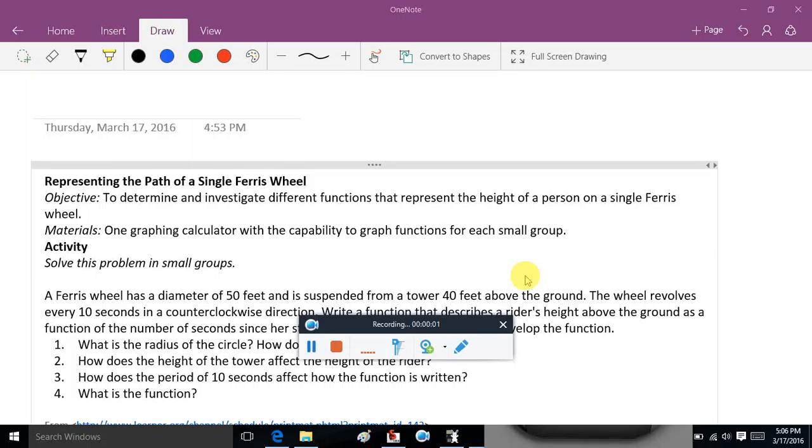Everyone. Today we're going to be talking about representing the path of a single Ferris wheel. The objective of today is to try to use trigonometry to determine the height of a Ferris wheel. So let's take a look at the problem.